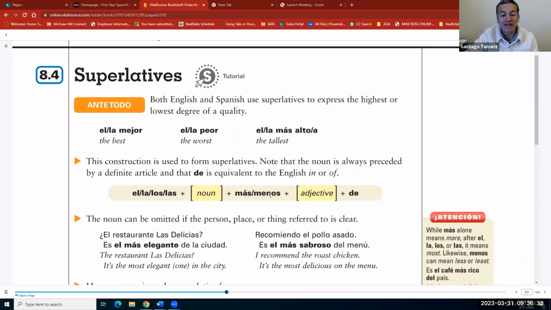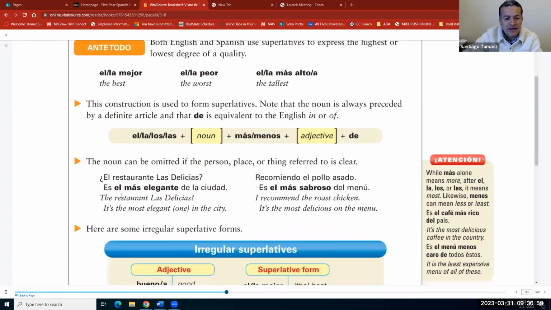Then we need to use más or menos, which means more or less. Here, we're going to use only highest or lowest degree. The translation of más is more. The translation of menos is less. But here you will see how the meaning changes in a little bit. Then we have adjective and plus de and something else. Here, the noun can be omitted if the person, place, or thing referred to is clear.